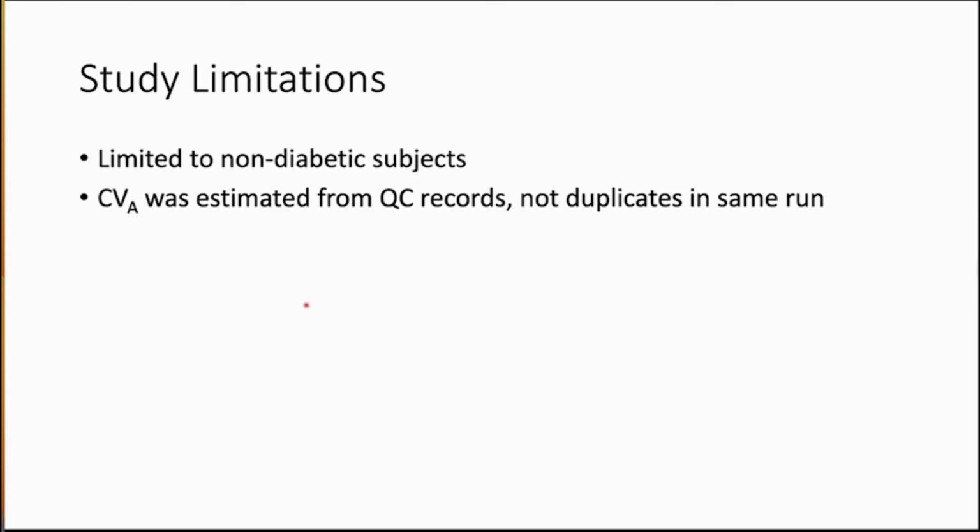Some specific limitations of this study: obviously it was limited to non-diabetic subjects by study design. The analytical CV had to be estimated from the quality control records, and not, as would be ideal, by doing duplicates in the same run. That just wasn't part of the study design, but this is an acceptable way of doing it.